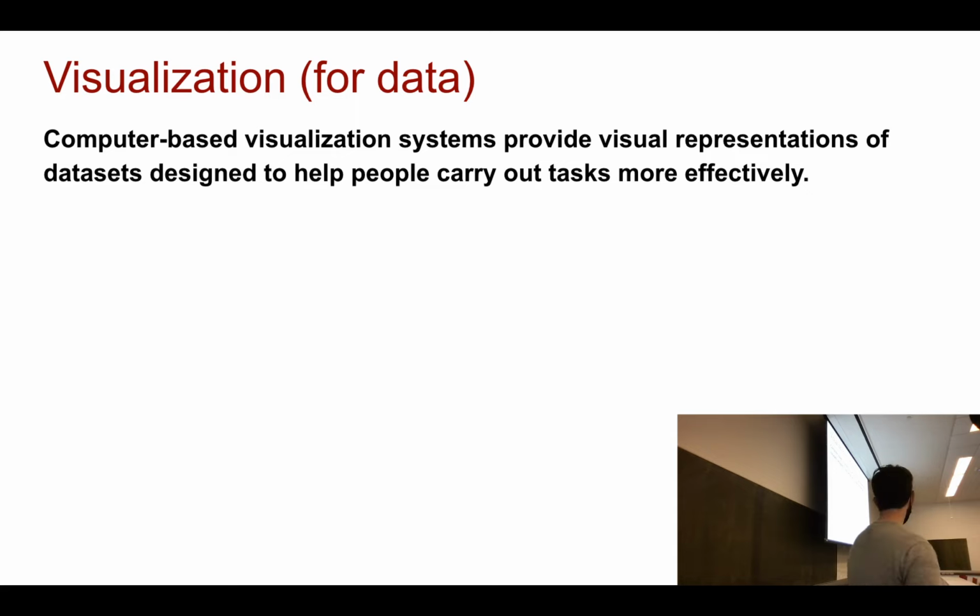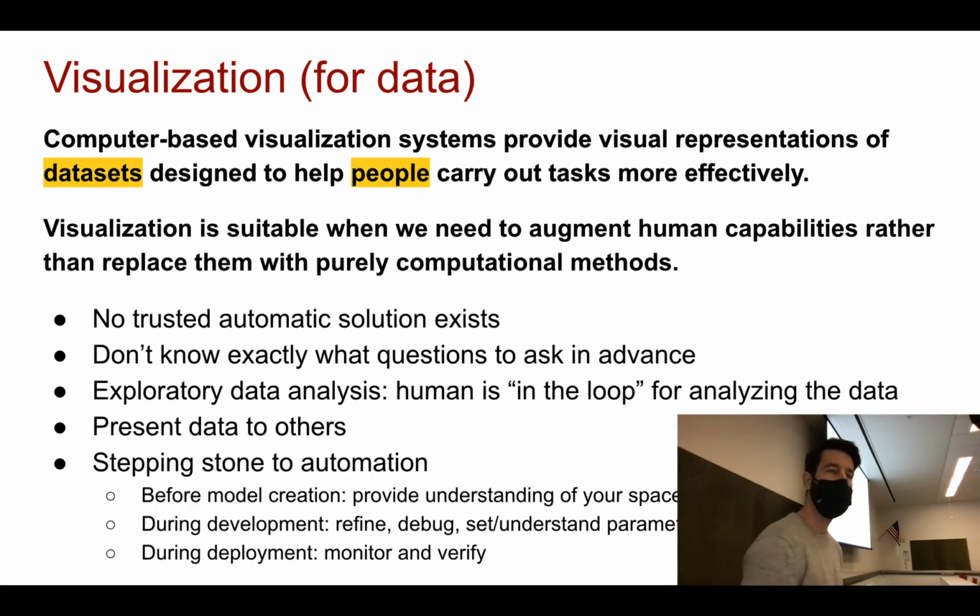All right, there's a lot of words in that. So let's go through and look at some of the components of this definition. What do we mean by this? Computer-based visualization systems provide visual representations of data sets designed to help people carry out tasks more effectively. Let's look at these two words first: data sets and people.